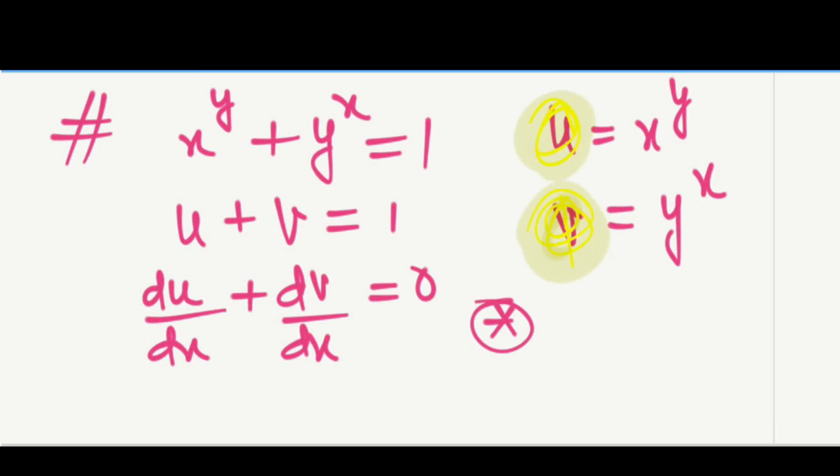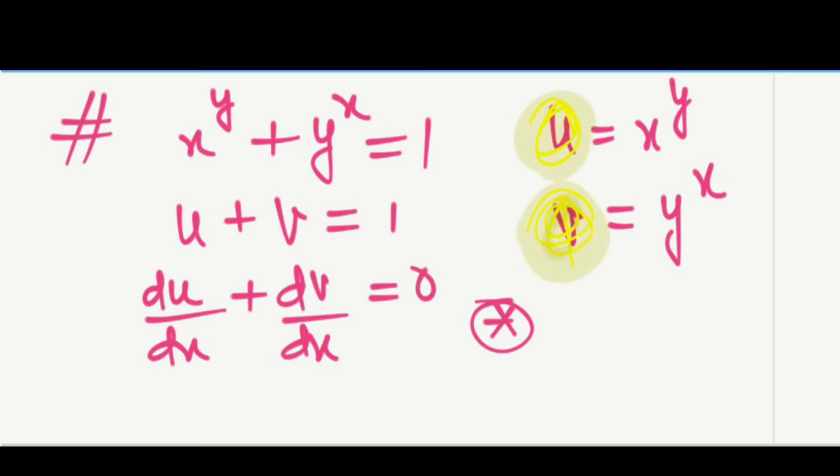The basic approach is the same, taking log on both sides, but here we have addition on the left side and on the right side there is no variable. Such questions can be solved by simply taking these functions as u and v. So when you take u equals x raised to power y and v equals y raised to power x, you get u plus v equals 1.